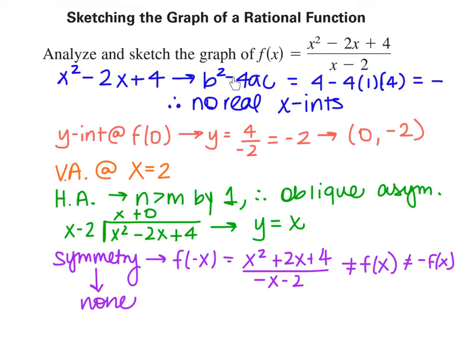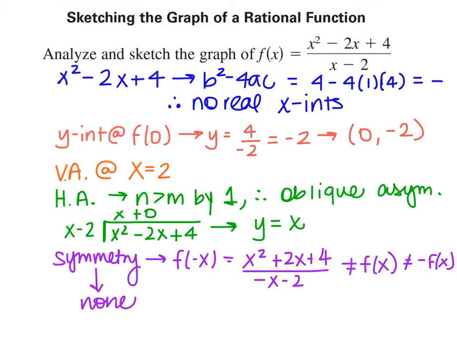I throw it into the discriminant, b squared minus 4ac. I get a negative, so that means that I have no real x-intercepts. And then I plug in 0 to find the y-intercept, so that's at 0, -2. I set x minus 2 equal to 0, so I get a vertical asymptote at x equals 2.